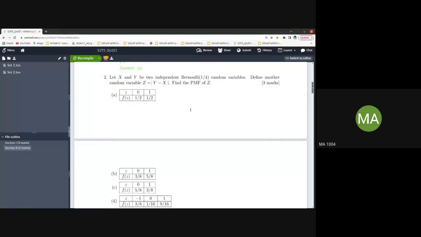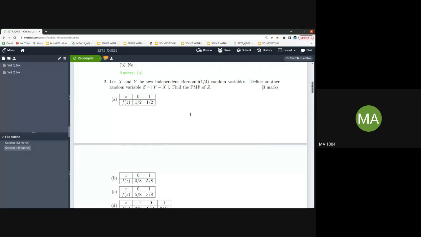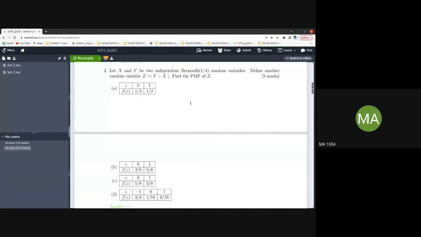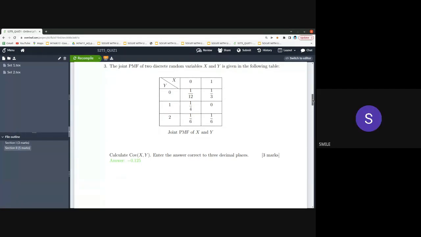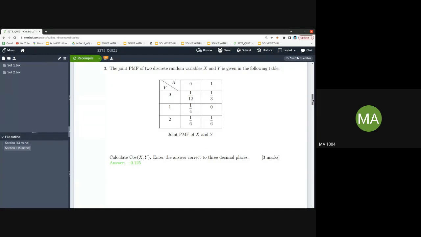Let's come back. What question do you want, basically, in the quiz? I don't think the first one is difficult. What about the second one? X and Y are two independent Bernoullis. Easy, right? So you can write the table form directly. And this covariance? This is also easy, sir, it's a formula. We have done it in the class, right? Yes, we did covariance.